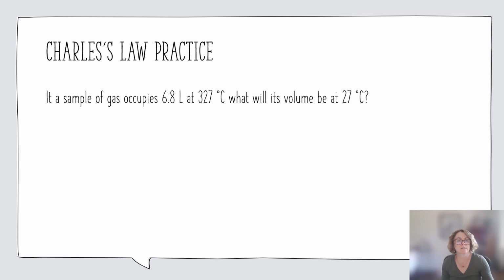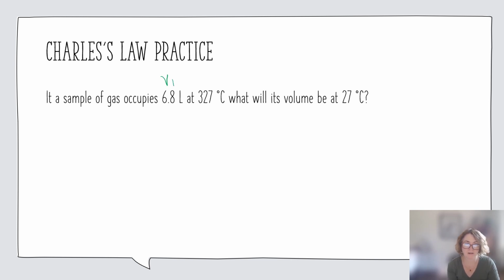Charles' law practice. In this example, we have a sample of gas that occupies 6.8 liters at 327 degrees Celsius, and I want to know what the volume will be when it's cooled to 27 degrees Celsius. So let's go through and identify all my pieces.